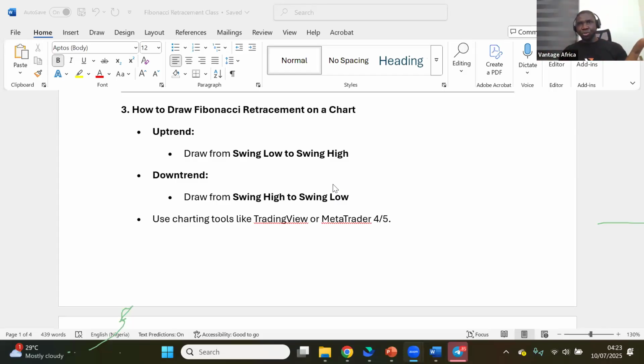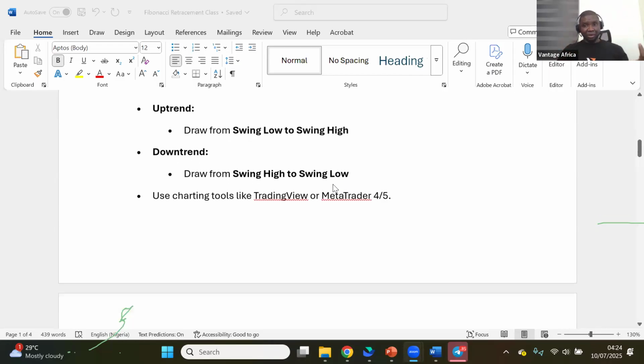I'm expecting price to continue to sell, but I know that it will not continue selling immediately. It will correct first. Then once it's corrected, it will give me an entry around that area of correction, and then I'll be able to get on a sell, which is the trend that is already playing out, right? So this is how you draw it for uptrend and downtrend. You can use these tools whether you are on TradingView, MT4 or MT5.